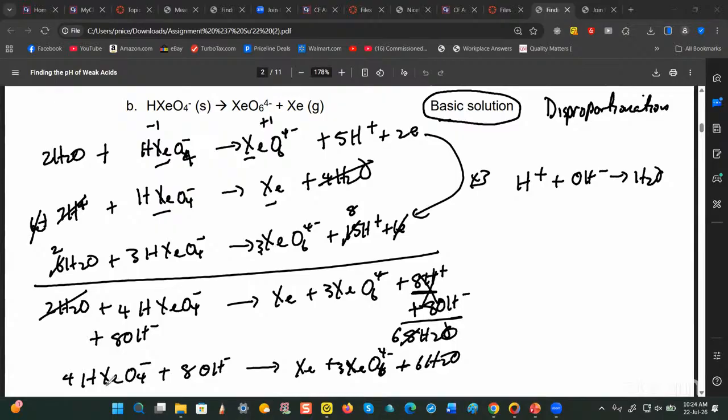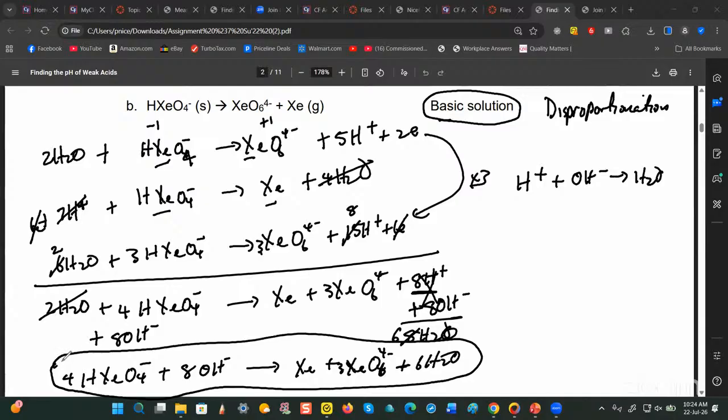If you do a quick check through, 4 plus 8, 12 hydrogens; 6 times 2, 12. 4 times 4, 16, plus 8, that's 24. And then we have 3 times 6, 18, plus 6, 24. As far as the oxygens are concerned, we have 16 oxygens plus 8 oxygens, so that's 24. 3 times 6, 18, plus 6, 24. And the charges, we have a total of 4 minus charges plus 8 minus charges, so that's 12, and then we have 3 times minus 4, 12. Okay, so this is the final answer right here. And that's how you do that.